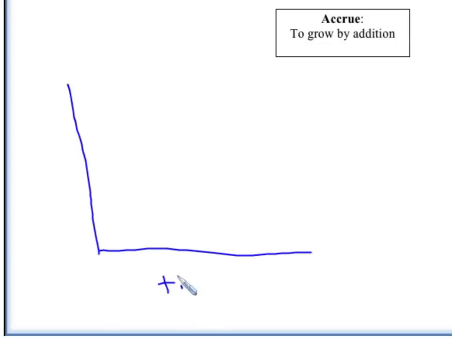And a term that's going to help us understand how the United States rule works is this term called accrue. And it means to grow by addition. So let's just say, I'll just make a little chart here. And we'll call this time right here. And we'll call this your balance.